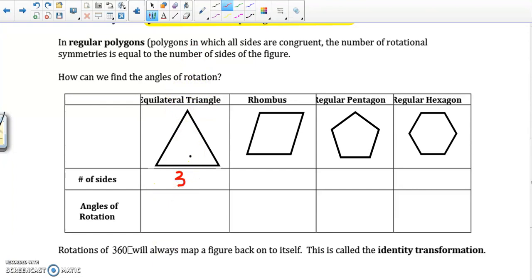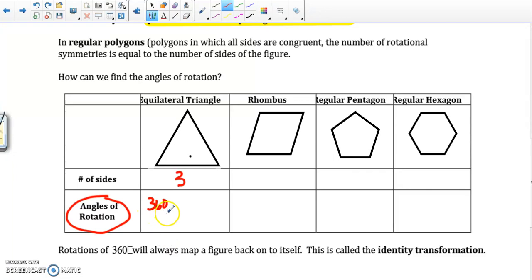So there's 3 rotational symmetries. And now what you might get asked is, how many degrees are in each rotational symmetry? So what's the angle of rotation? What's the degree of rotational symmetry?